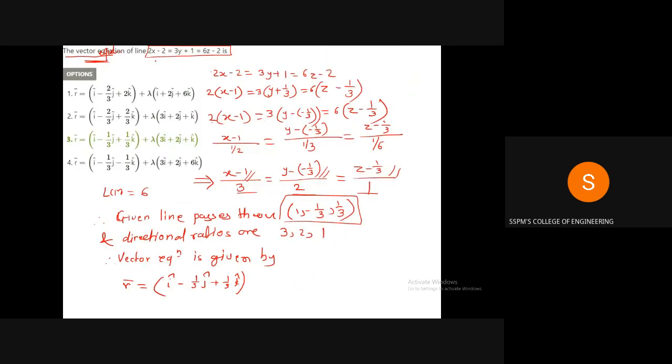Similarly, we can use it here. First, the point that the line was passing through, so we have this point first, plus lambda into the direction ratio, that is 3i plus 2j plus k cap. 3, 2 and 1. So that's how you write the vector equation. First we have to write any one point that the line is passing through, and another thing you have to know is the directional ratio. So this is the correct option.